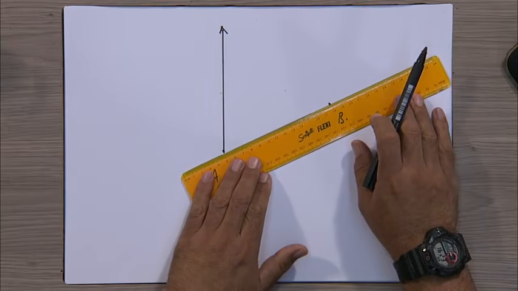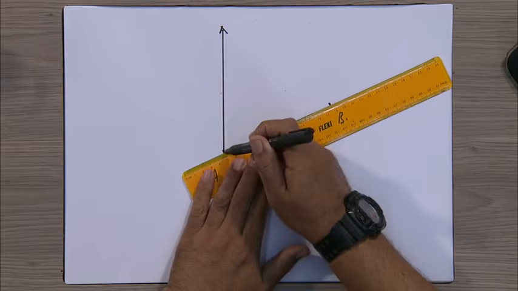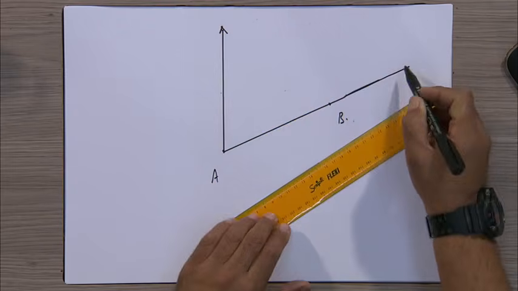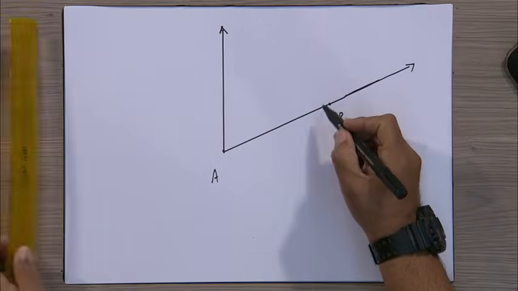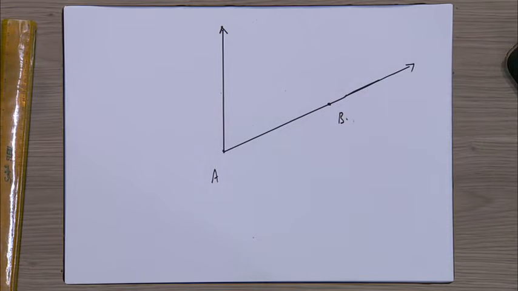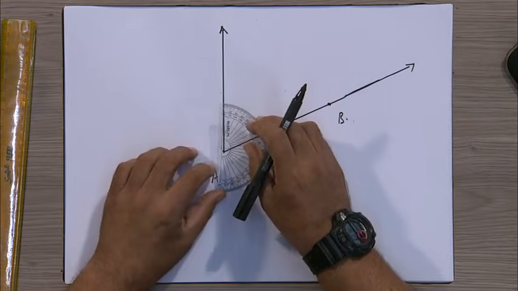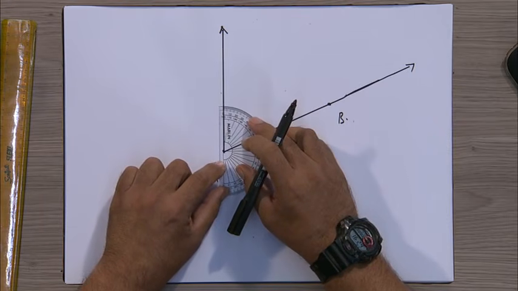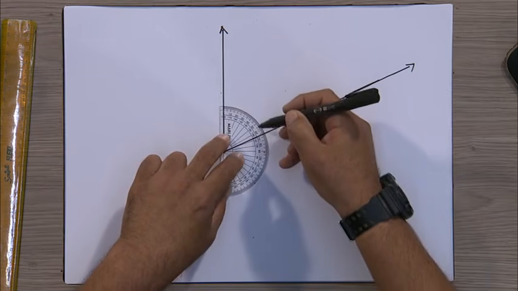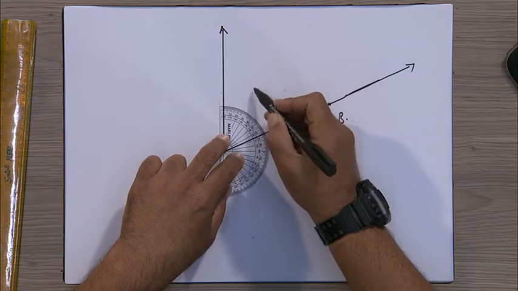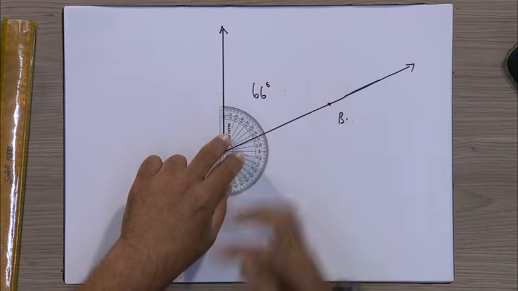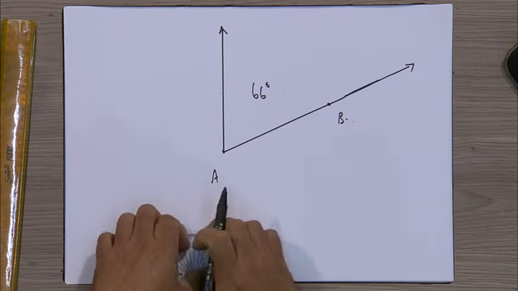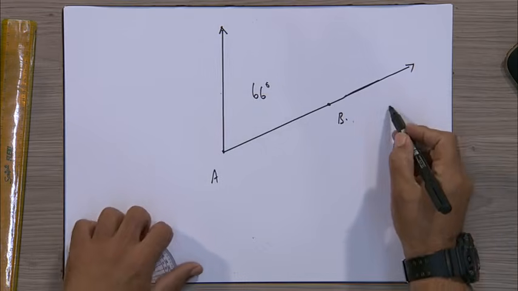Then I will join the 2. Oopsie, doesn't matter, my first part was straight. Join A and B. Where's B? And now I use my protractor, center point of my protractor on the center point, the baseline of my protractor on the baseline, and I measure and I get 66 degrees. So that's my bearing, 66 degrees.